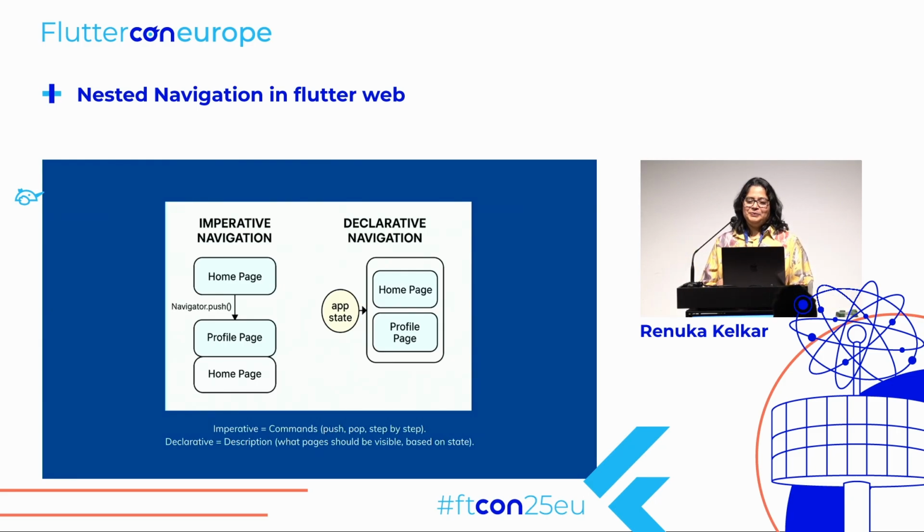And I think imperative navigation is just push and pop functionality. You can go from the home page to the profile page, something like that. And declarative navigation is where you decide based on the app state. Let's consider that a user is registered on your app. If they are registered, then you can show the profile page. If they are not registered, then you can show another page. These kinds of decisions you can make with declarative navigation.